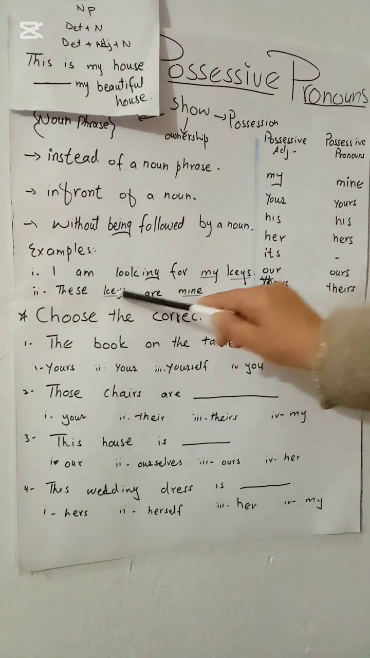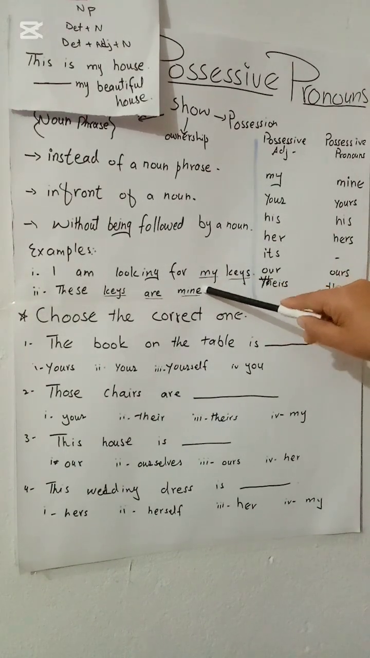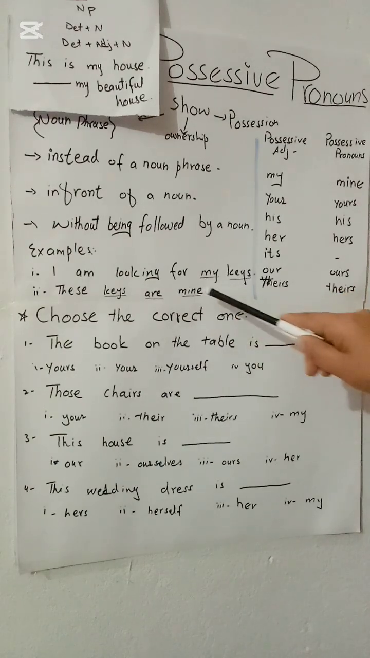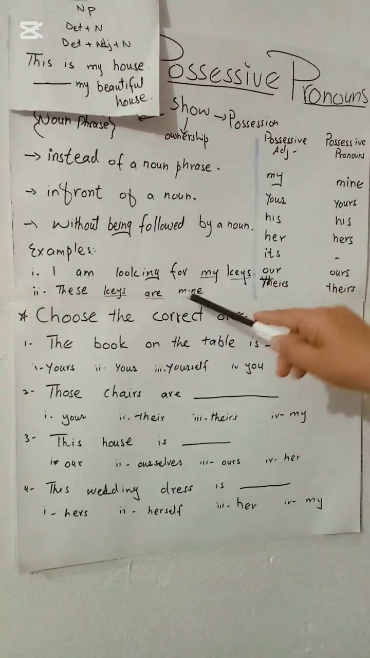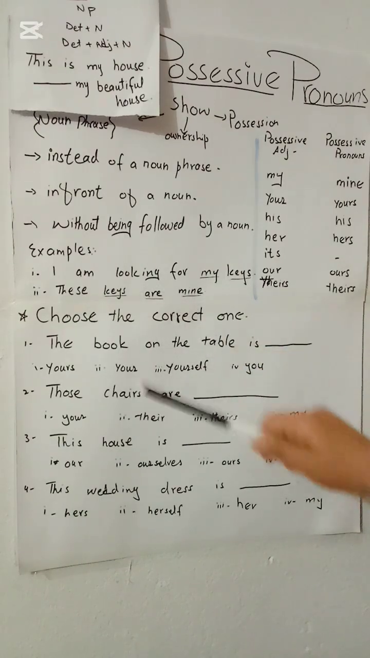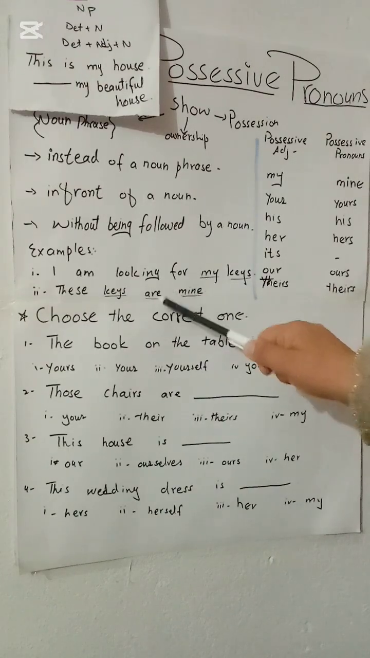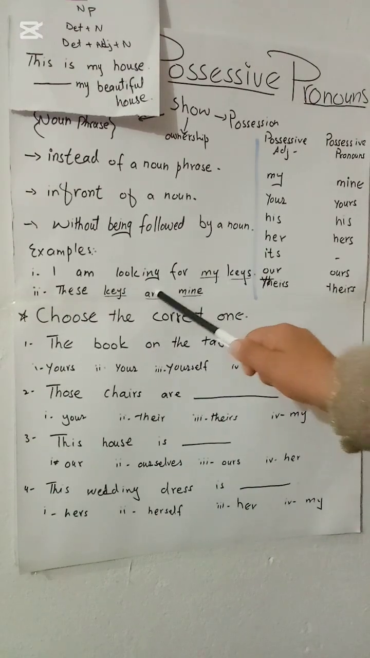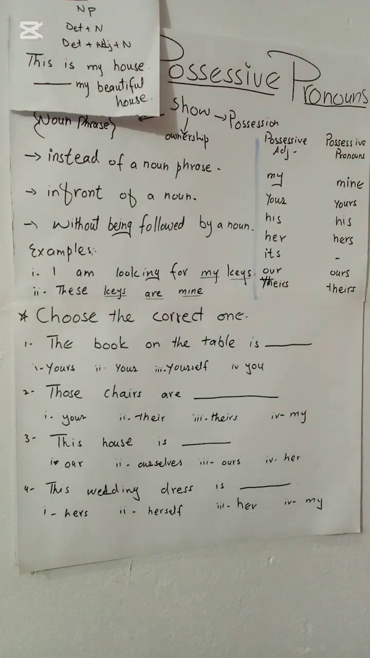But here, these keys are mine. You can see that here mine is a possessive pronoun, and we don't have any noun after it. We have a noun before it, but after it there is none. These keys are mine. Here we have a verb, and next we have a possessive pronoun. You can see that it is after a verb, so it is without being followed by a noun. We don't have a noun here.